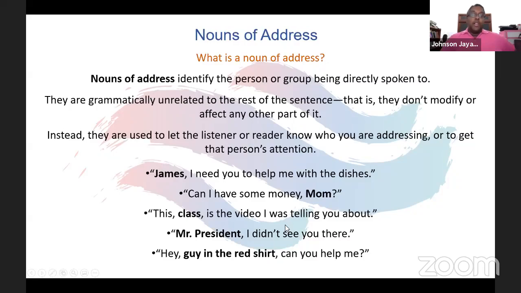So the only time you might see nouns of address used in written work will be in novels when they have dialogue, where there's a conversation between people. I think that's the only time you will be seeing nouns of address used. So here are examples.